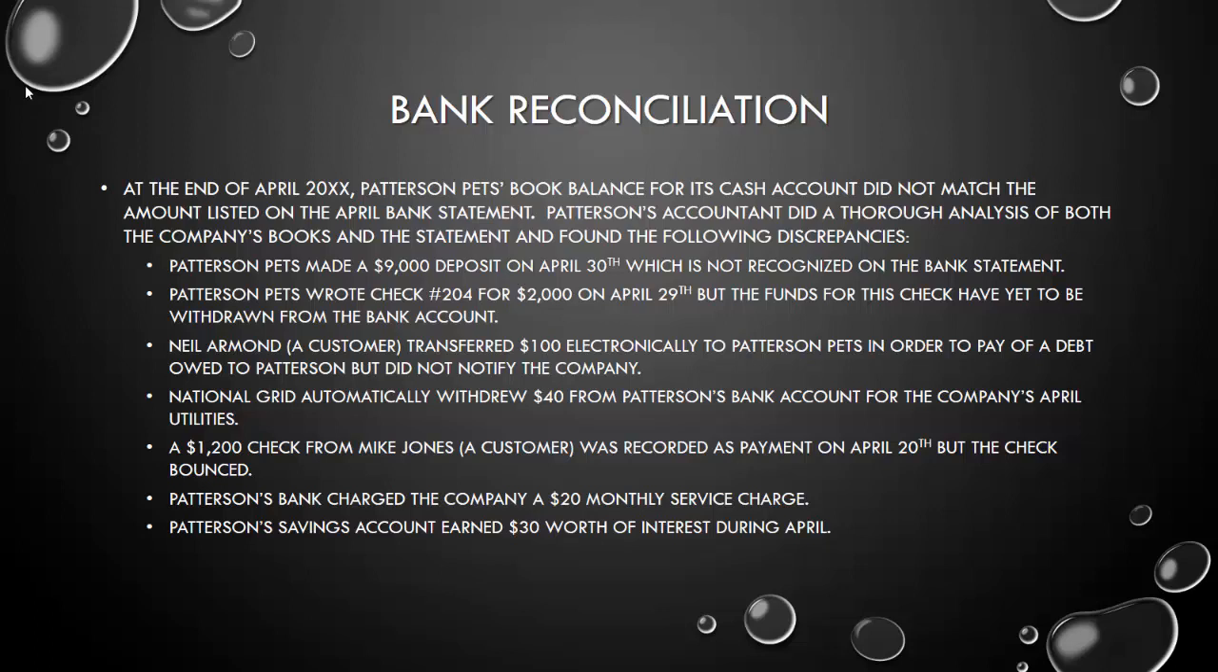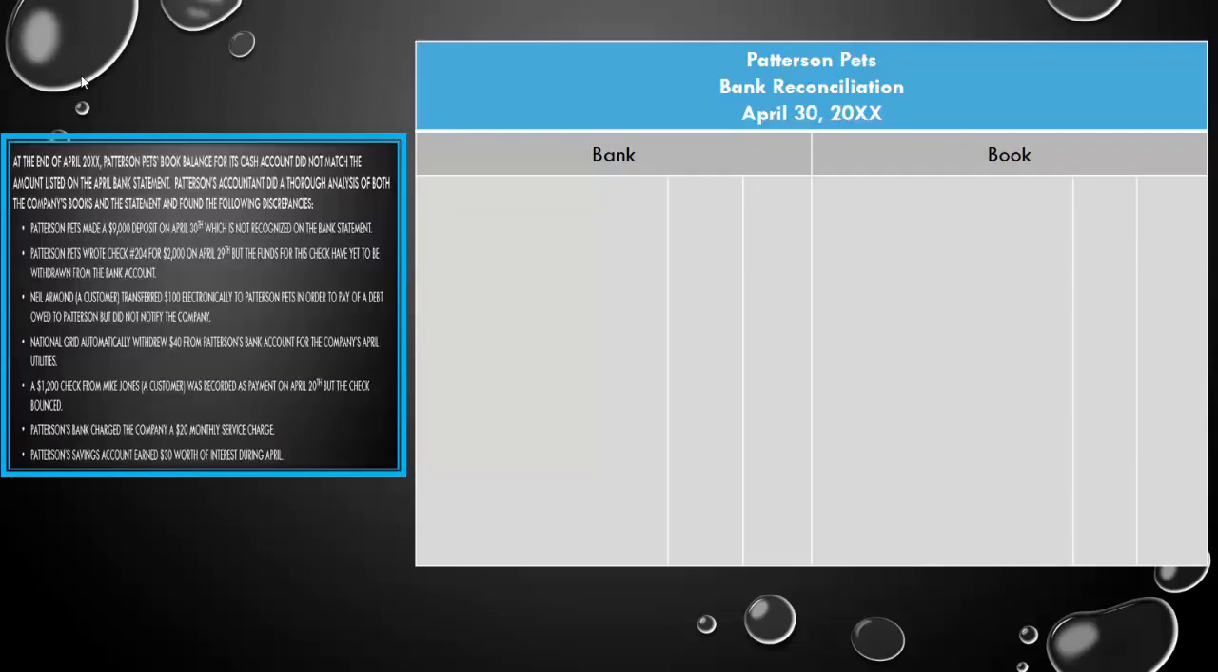And then lastly, the bank charged us $20 for their monthly service charge, but we made $30 in interest on our savings account. For a bank reconciliation, you start with your standard header: the company's name, the name of the document, and the date.